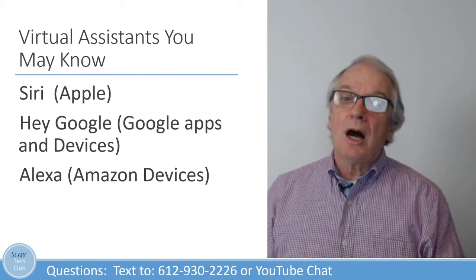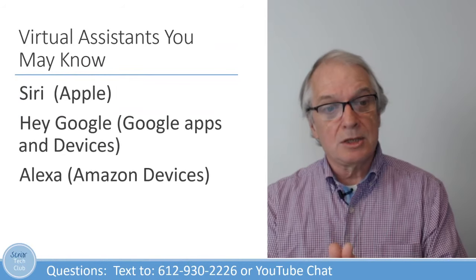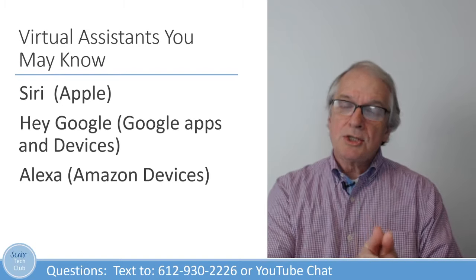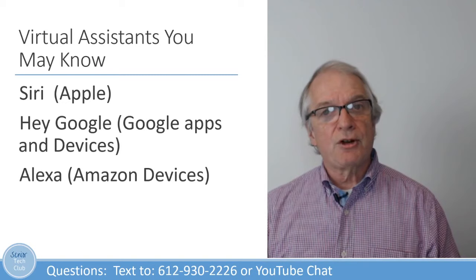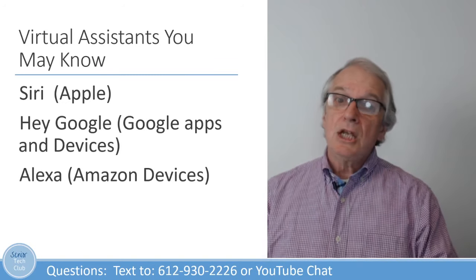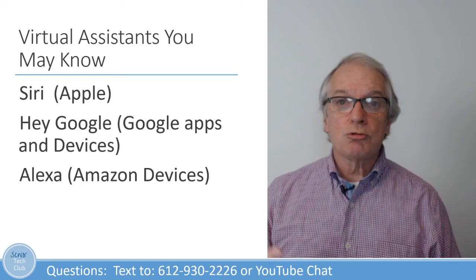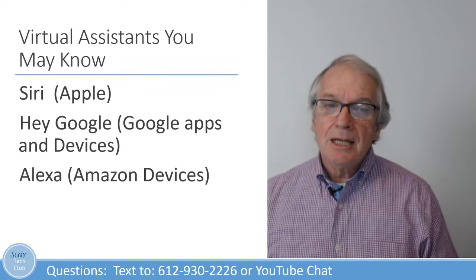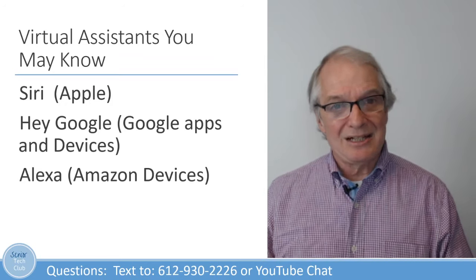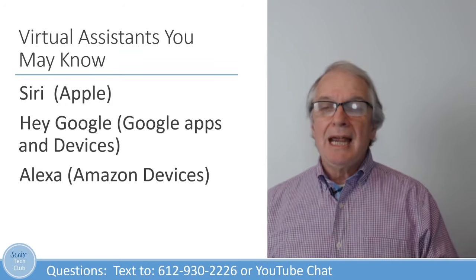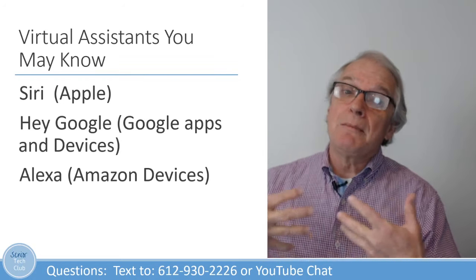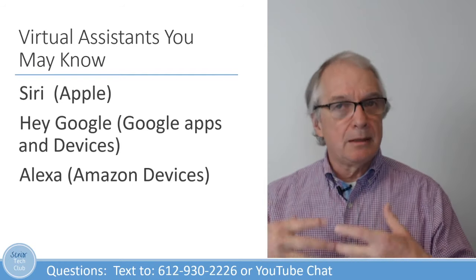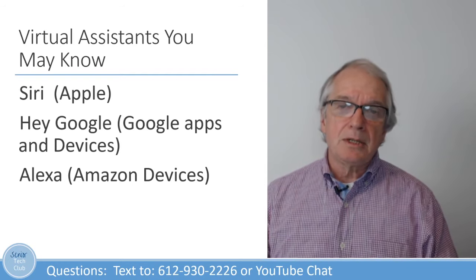Now, there are other virtual assistants that you may have encountered in the world. Siri is the virtual assistant that comes from Apple. Whereas if you happen to have an Android phone or Google Apps or other Google devices, you are going to use the Google Assistant as your virtual assistant. This is where you summon them by saying, "Hey Google." And that would then bring you many of the same capabilities.